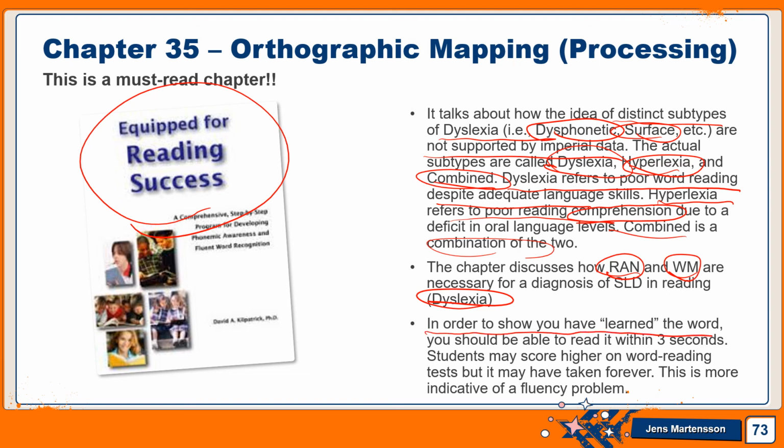In order to show that you've learned the word, you should be able to read it within 3 seconds. So you know how like on the KTEA or something they give you, or the WJ, those first tests where the child reads a list of words. You just show them a list and they have to read the words. If they're not reading them within 3 seconds, then they really haven't learned the word. There's a difference between identifying a word and learning a word.